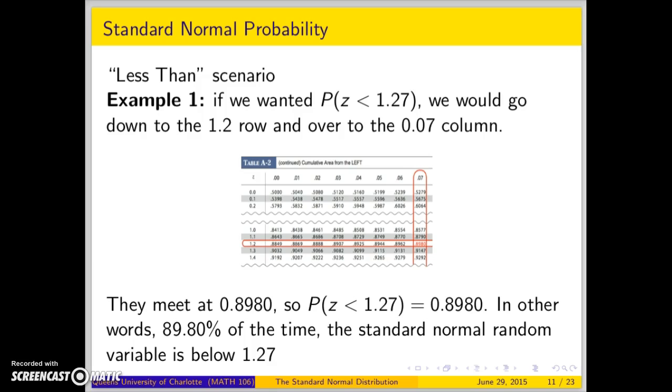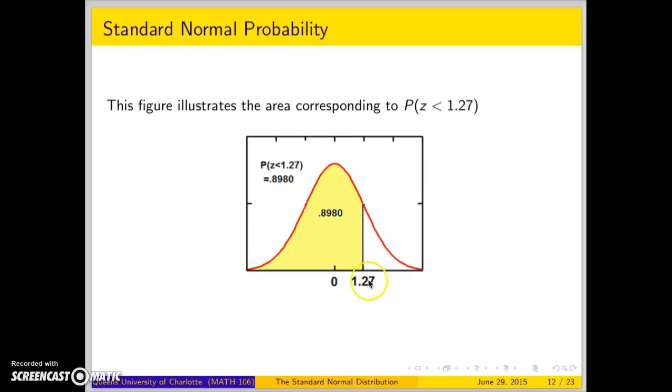So in other words, if we pick a random value off the standard normal distribution, there's an 89.8% chance that z will be below 1.27. And here is the illustration of that example. And we know that 1.27 is more than half because 1.27 is greater than 0.